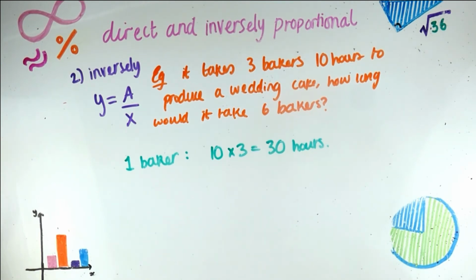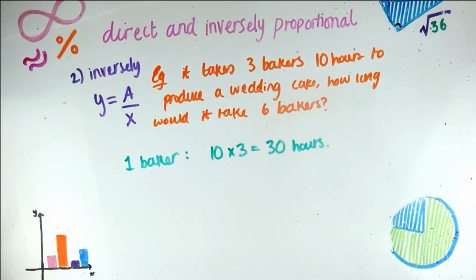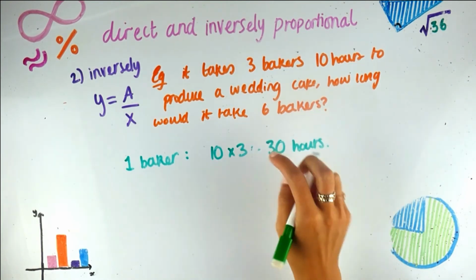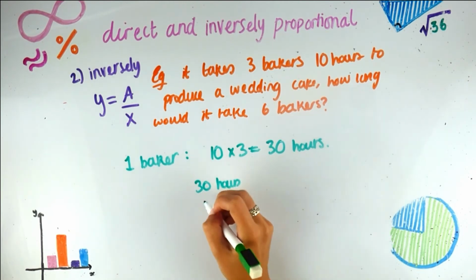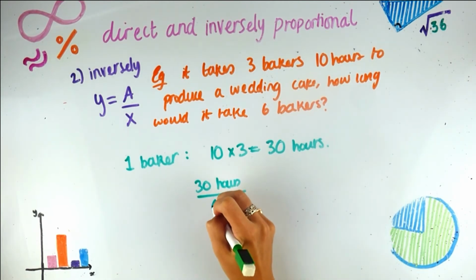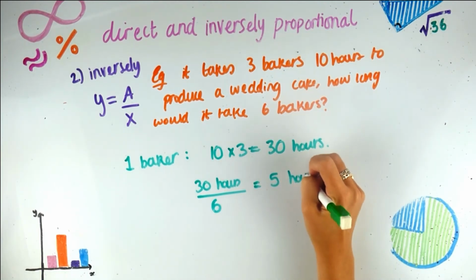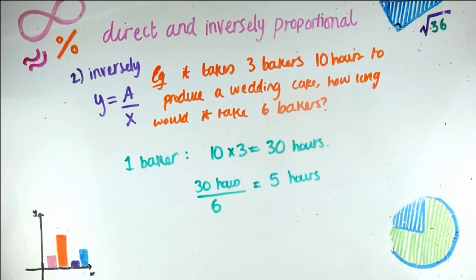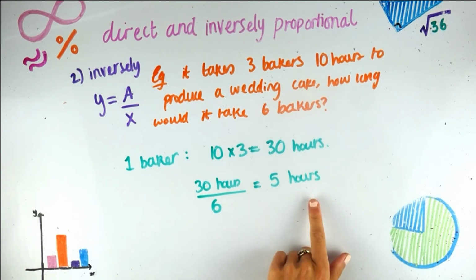However, we have 6 bakers, so it's going to take 6 bakers less time than it's going to take 1 baker. So what you do is you divide the time that it takes 1 person by 6. So if it takes 30 hours for 1 person, you divide that by 6 because there's 6 bakers working on this cake, and that means you do 5. It's going to take 5 hours for the 6 of you to make a cake. So it kind of makes sense because it's going to take 1 person longer than it's going to take 6 people, unless you keep arguing.